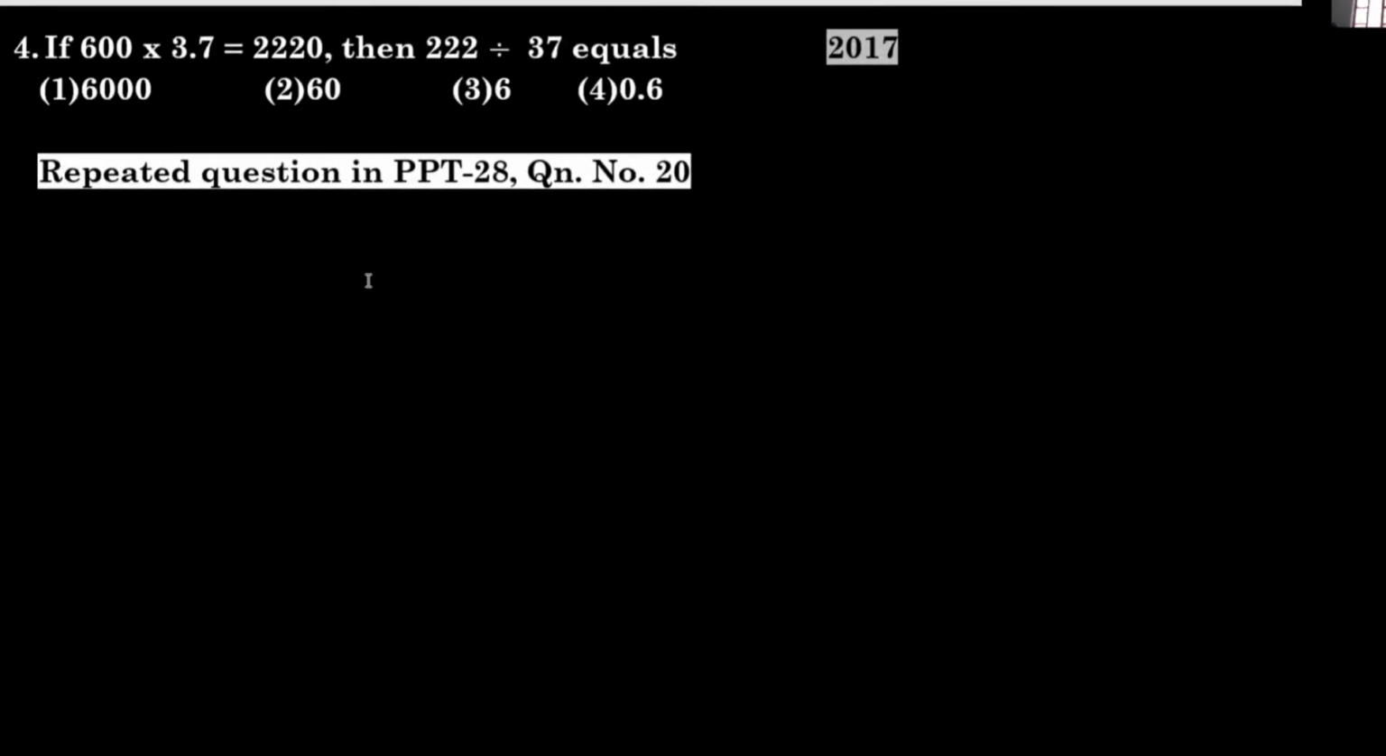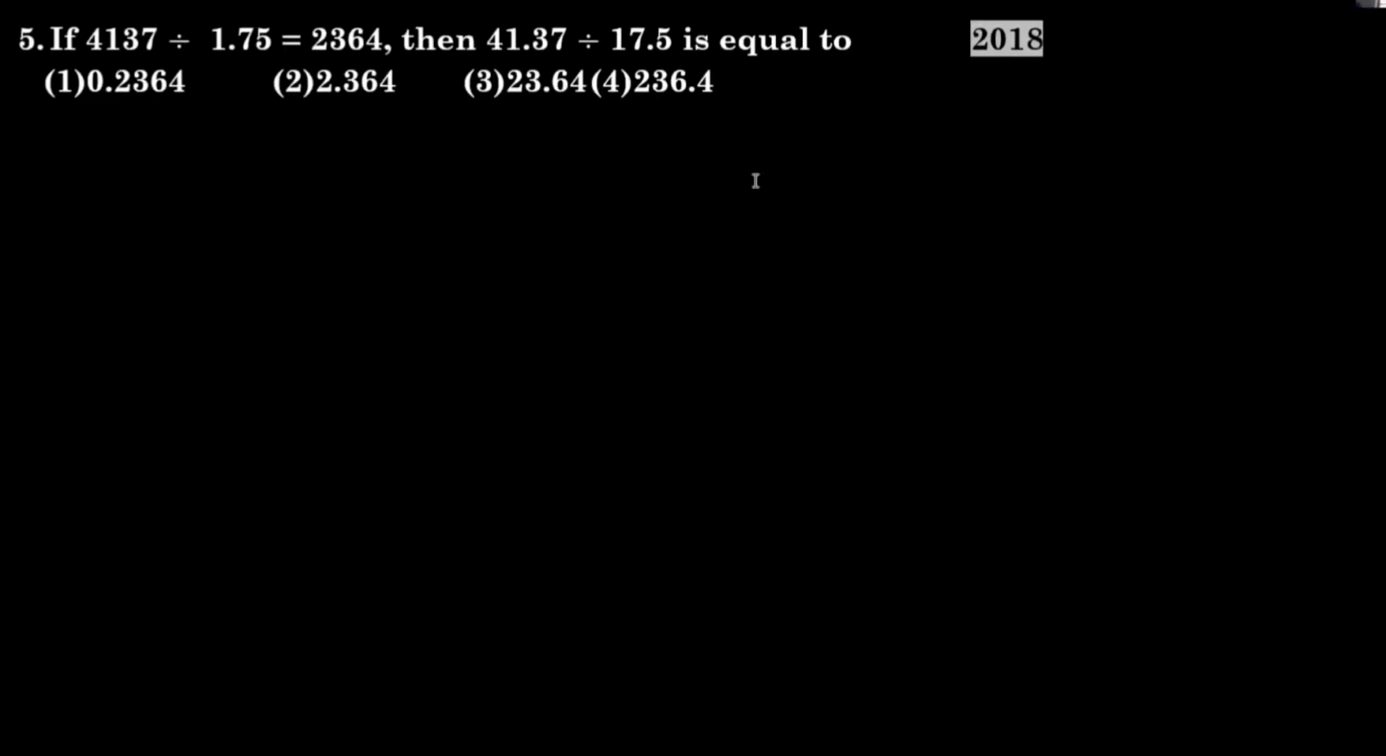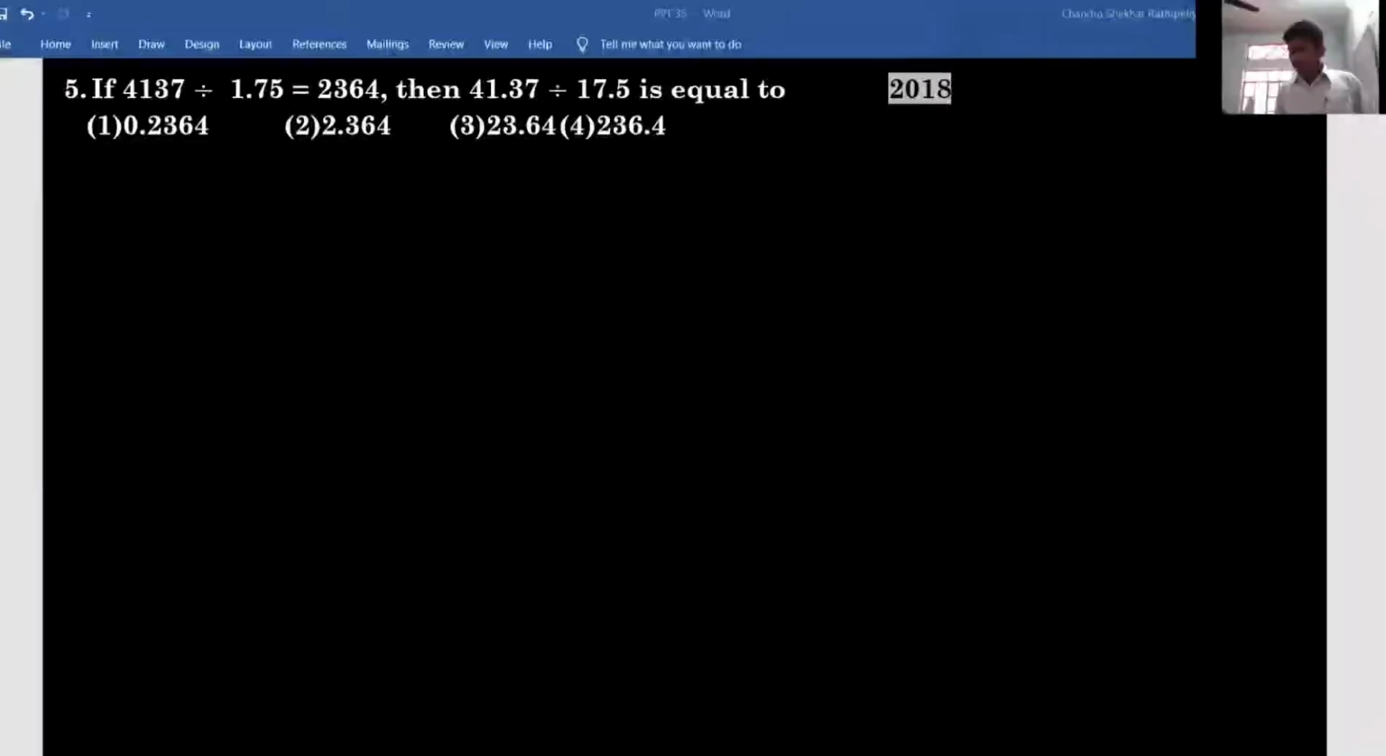Next, question number 4. If 600 into 3.7 is equal to 2220, then 222 divided by 37 equals. So this is also a repeated question in PPT 28, question number 20, children. If there is a doubt, you may check this problem in PPT 28, children. So next question. Children, observe carefully while explaining.